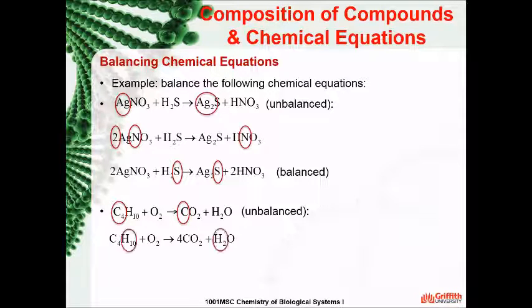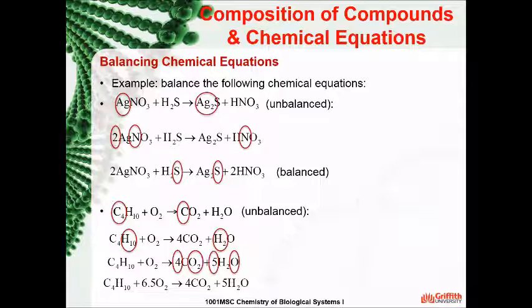Now hydrogen. We have 10 on the left side, but only 2 on the right side. So we put 5 in front of the water. Now hydrogen is balanced. Let's calculate how many oxygens we have in each side. On the left side we have 2. On the right side we have 8 oxygens from the carbon dioxide and 5 oxygens from the water. So we have in total 13 oxygens on the right side. We need to add 6.5 in front of the O2 molecule to balance the equation. However, we can balance equations using whole numbers only, so we cannot put 6.5 in front of the O2.